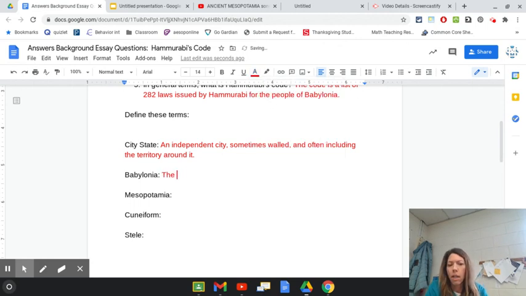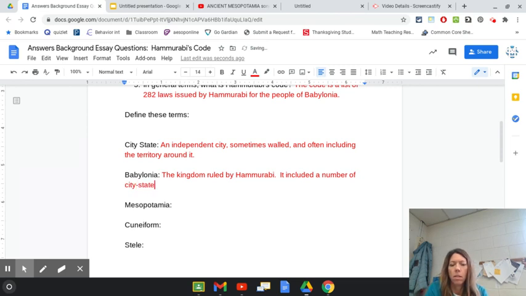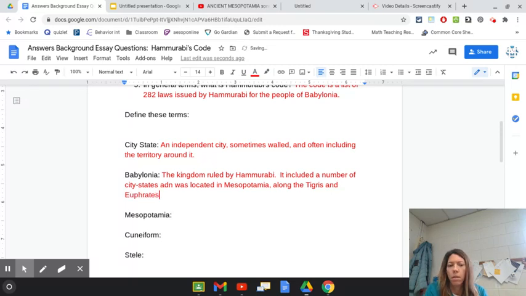Okay, moving on to Babylonia. Babylonia is the kingdom ruled by Hammurabi. It included a number of city-states and was located in Mesopotamia along the Tigris and Euphrates rivers. And you know that. We heard it in the song, and we've seen the maps. So you're pretty familiar with this at this point. Just zeroing in on that.